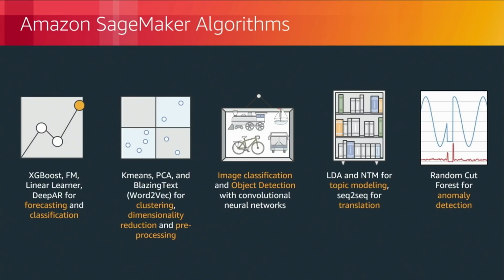So there's a vast amount of these. There's unsupervised algorithms for clustering and so on. We've got forecasting, classification algorithms. Image processing, we're going to look at one of those today, which is the image classification algorithm. We've got built-in algorithms for natural language processing and anomaly detection. And there's always more coming.